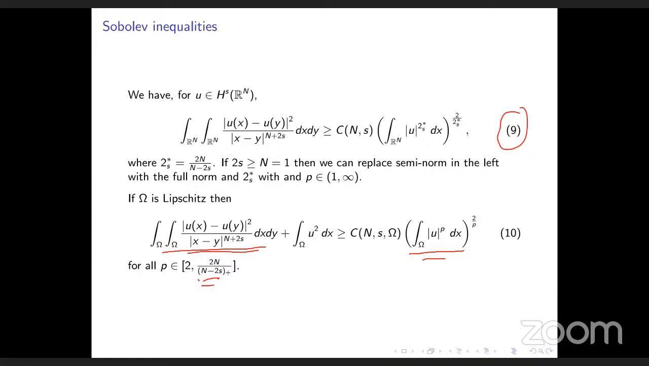So I write here (n minus 2s) plus, which means that if n is smaller than 2s, then I can go up to infinity. So this is defined for n larger than 2s, but if n is smaller than 2s, I go up to infinity.